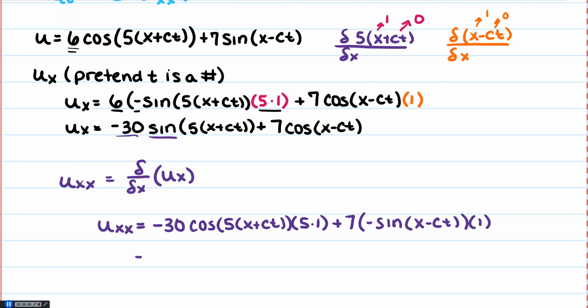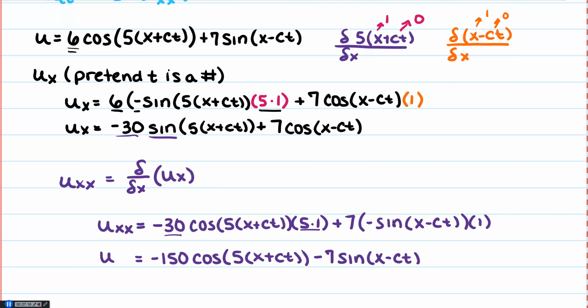So u sub xx is, let's see, negative 30 times 5 makes negative 150 cosine of (5x plus ct), and then minus 7 sine of (x minus ct). So this is my u sub xx.